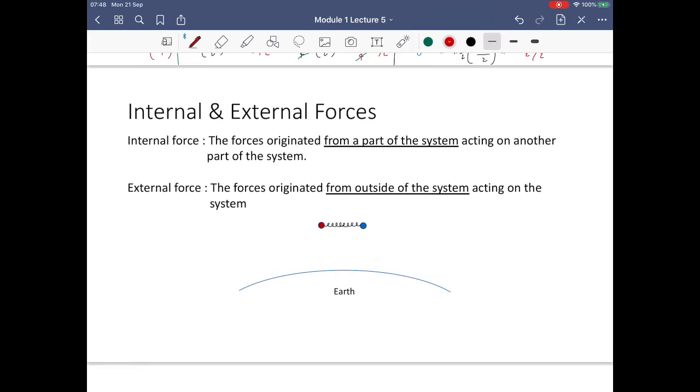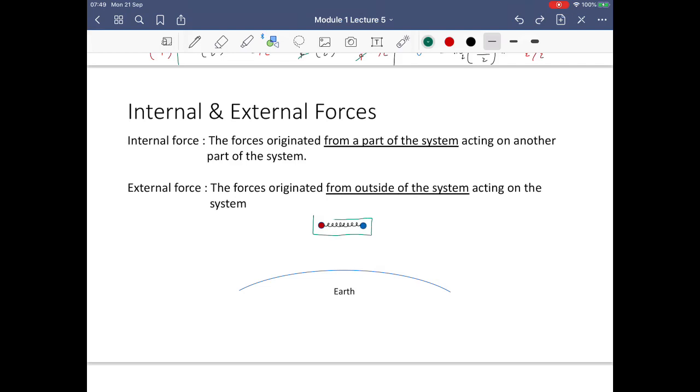The next concept that I would like to talk about is the internal and external forces. What does that mean? So when you define a system, you simultaneously define what is not the system, right? So for example, if you look at this picture, your system is composed of this red mass and this blue mass. All right, and what is outside is not part of the system.